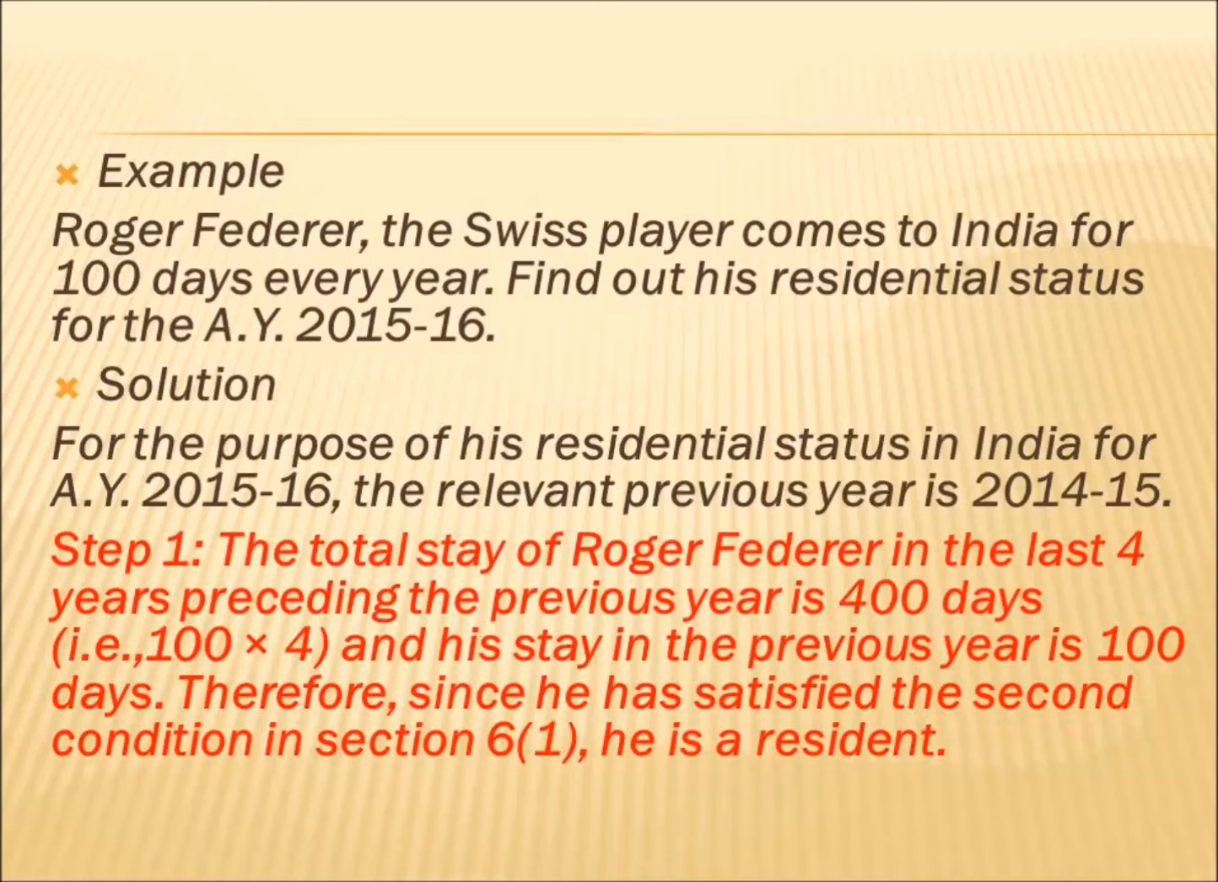In condition 2, it is given that he has to be in India for a period of 365 days or more in the last 4 years preceding the previous year. So that is satisfied, and he has to be here for a period of 60 days in the previous year. So that is also satisfied. Since both of these clauses of condition 2 are satisfied, he is a resident. Though he was not coming under the clause of 182 days, he is coming under the clause of 365 days and 60 days. So Roger Federer is a resident.